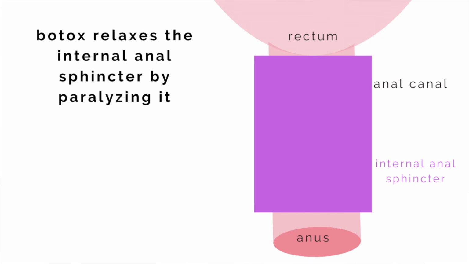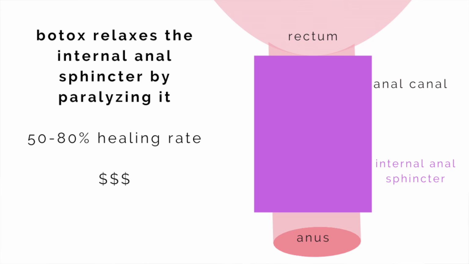Botox relaxes the sphincter by paralyzing it. Botox is injected directly into the anal sphincter muscle and causes temporary paralysis, which allows the muscle to fully relax. Botox has a healing rate of about 50 to 80%, which is better than topical nitrates, but pretty equal, if not a little worse, than topical calcium channel blockers, and it is significantly more expensive than topical medications.